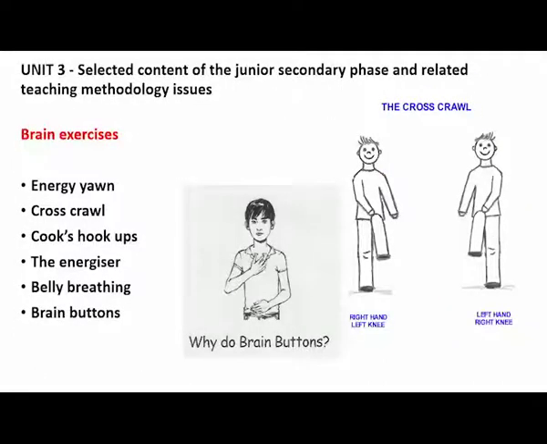And then unit 3, the outcome that we cover there is the selected content of the junior secondary phase and related teaching methodology issues. So brain exercises, those you need to be able to elaborate on. Energy yawn, the crawl, the cook's hook-up, and then the energizer, the belly breathing, and the brain patterns. So this is what you need to focus on. You need to add meat to those.